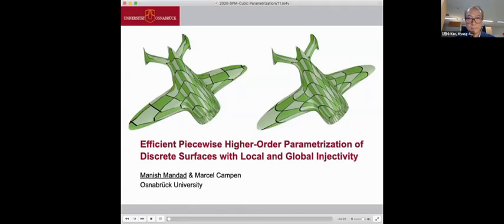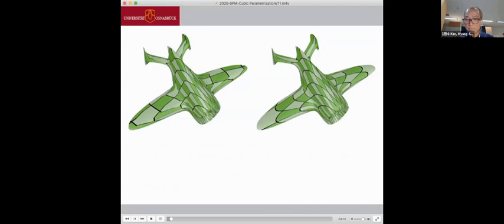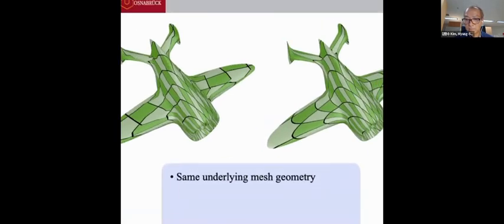Hello and welcome to my presentation on efficient piecewise higher order parameterization of discrete surfaces with local and global injectivity. This is a joint work with Professor Marcel Campen. In the image, we see a parameterization that has been optimized for the same distortion objective and on the same underlying mesh geometry, but the key difference is that on the left, the parameterization is linear within each triangle. Note that the isolines are straight and parallel, while on the right they can be curved.